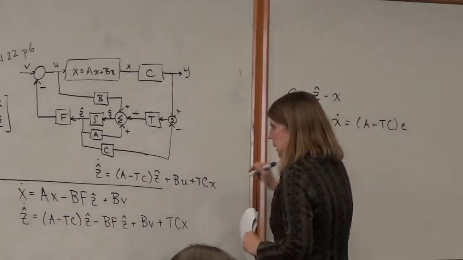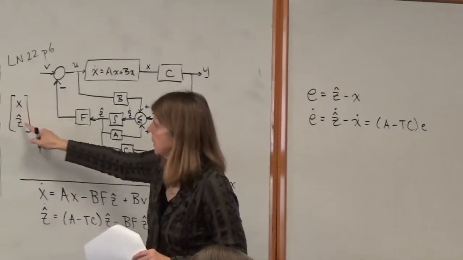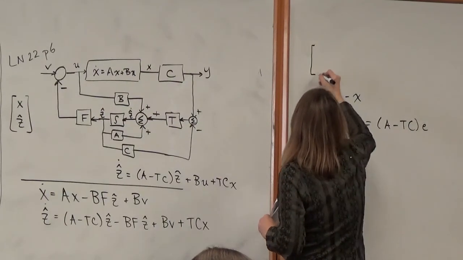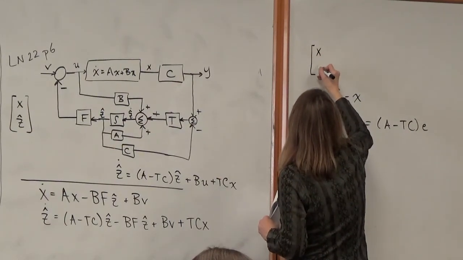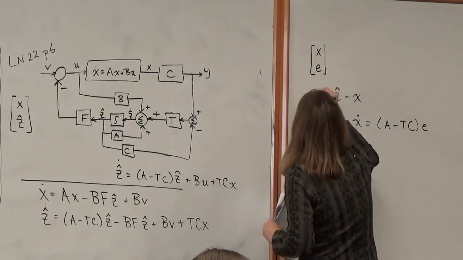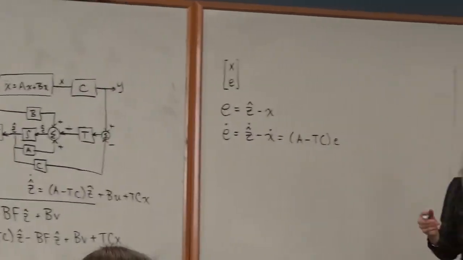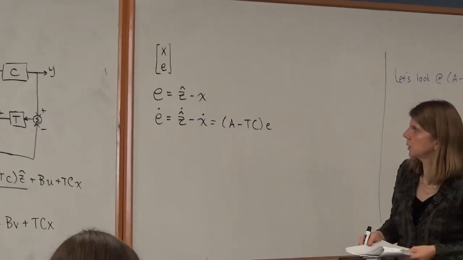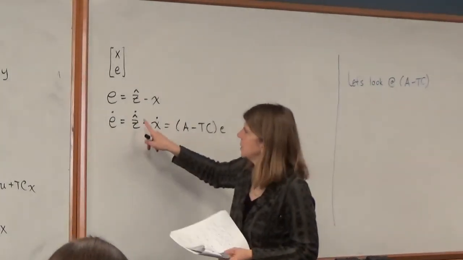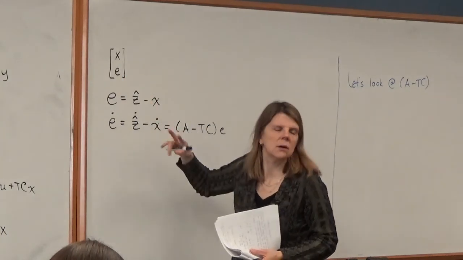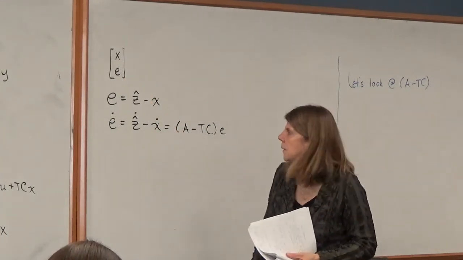So now, instead of writing the state vector as x, z hat, let's think about a bigger system whose state vector is x, e. Where E is equal to z hat minus x. Because that's a little more informative in terms of what I want to look at. I'm not so interested in what z hat is on its own. What I'm really interested in is the error between z hat and x.